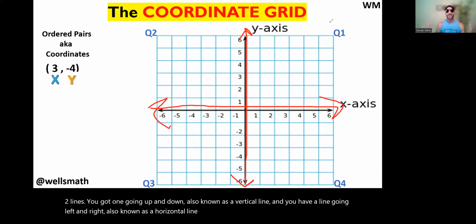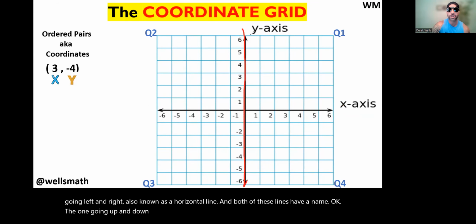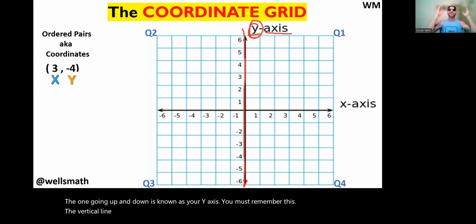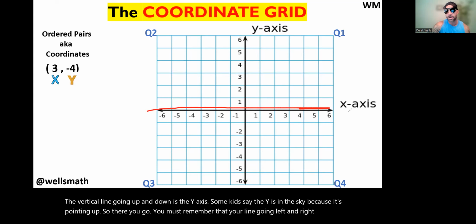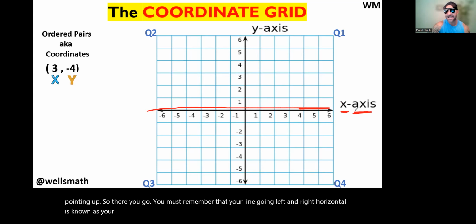And both of these lines have a name, okay? The one going up and down is known as your y-axis. You must remember this. The vertical line going up and down is the y-axis. Some kids say the y is in the sky because it's pointing up. So there you go. You must remember that. Your line going left and right, horizontal, is known as your x-axis.